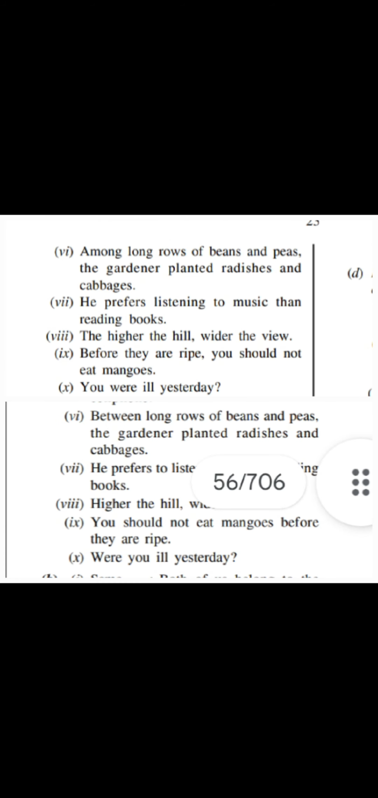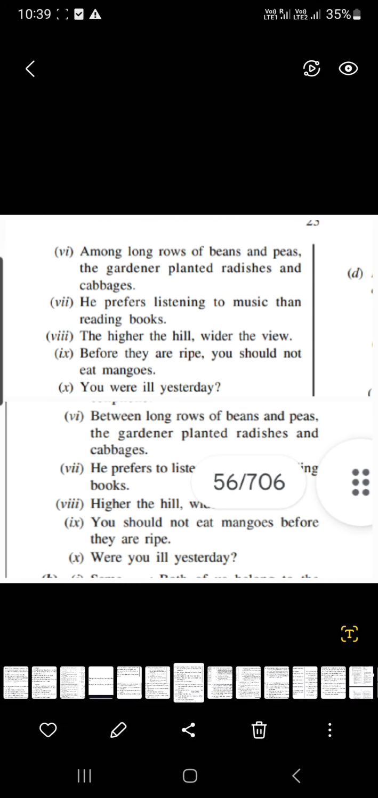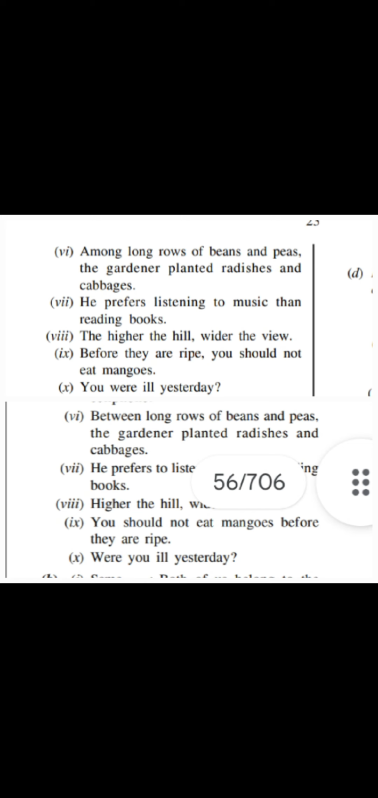All right. Then the sixth one over here, among long rows of beans and peas, the gardener planted radishes and cabbages. So among long rows nahi hota, it is between long rows. Even if you can imagine like the farming, it is between two long rows of beans and peas that the gardener is planting radishes and cabbages. So among had to be replaced by between.